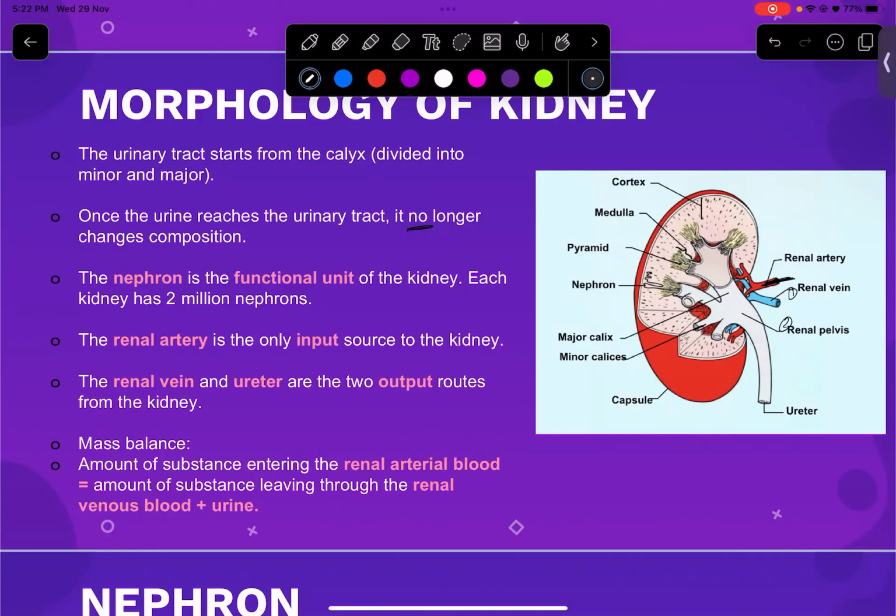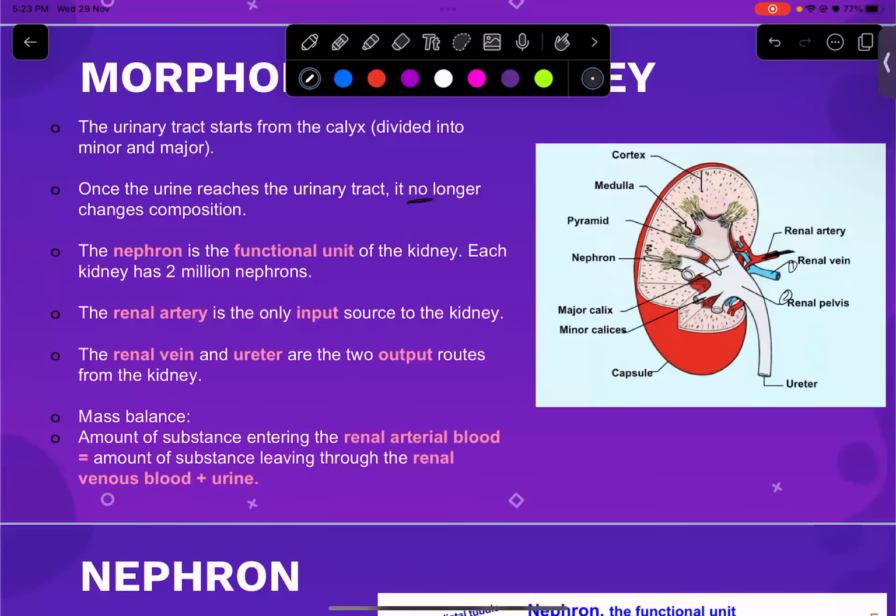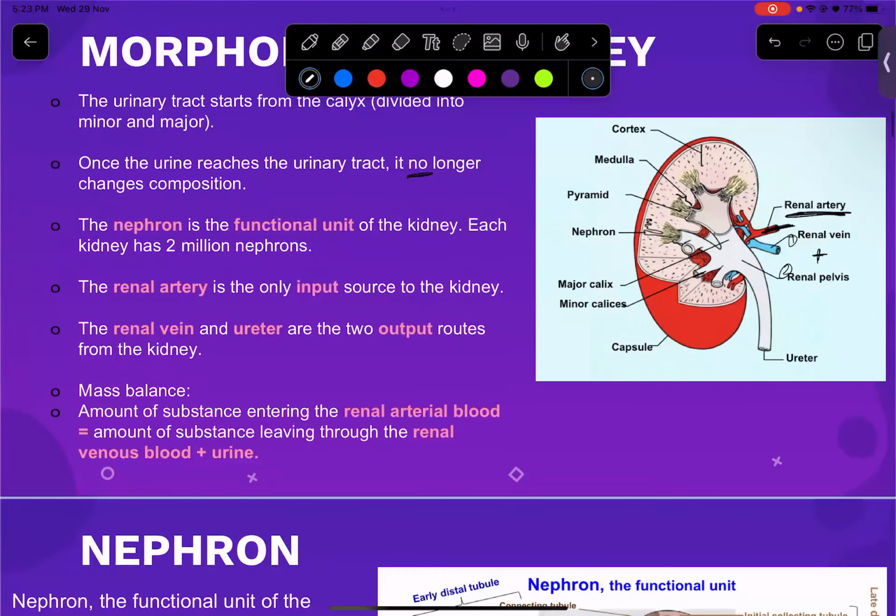Another concept is mass balance, which basically means that the amount of a substance that enters through the renal artery must equal the amount of substance that leaves through the renal vein plus the ureter, or the urine. So again, whatever enters through the renal arterial blood must equal the amount leaving through the renal venous blood and urine. As you can see, everything in pink is really important, so please focus on these.